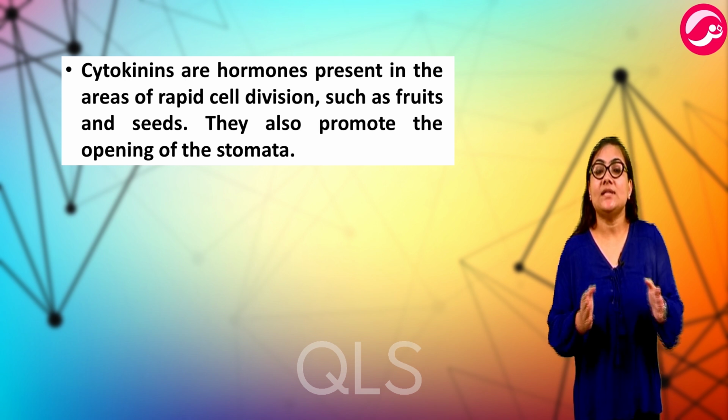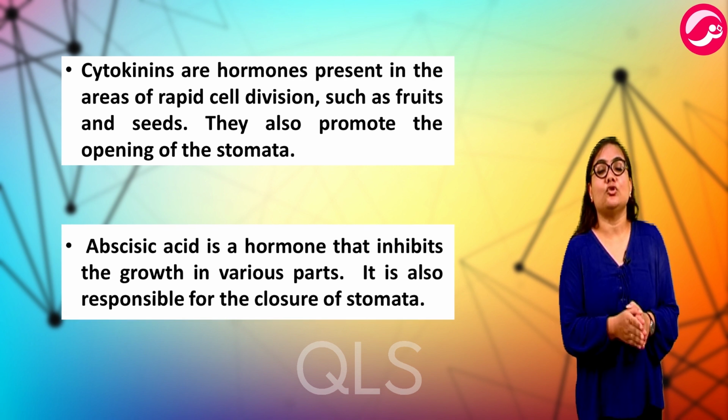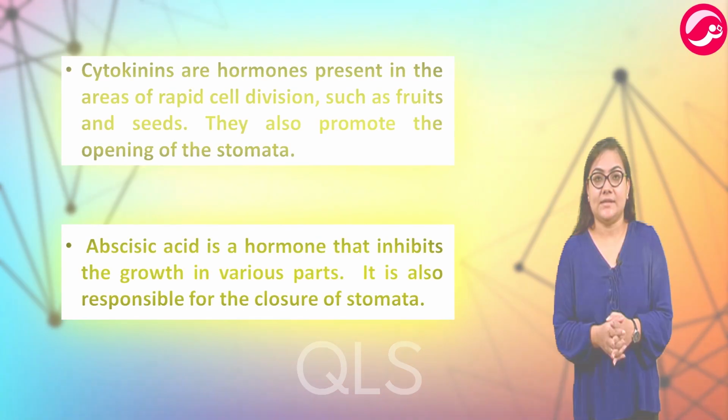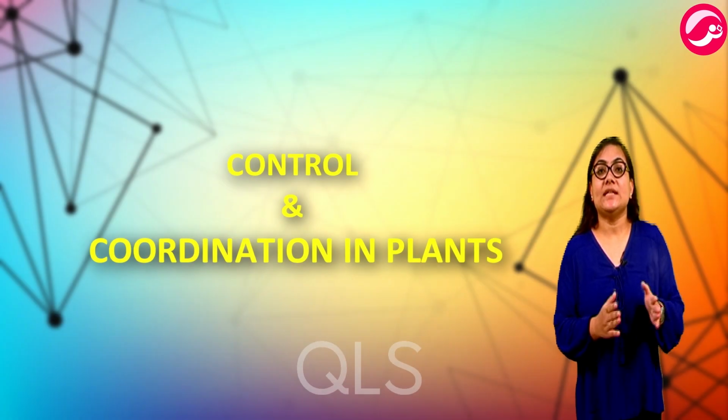Last type of hormone is abscisic acid. Abscisic acid is a hormone that inhibits the growth in various parts. It is also responsible for the closure of stomata. So students, this was all about the coordination in plants.